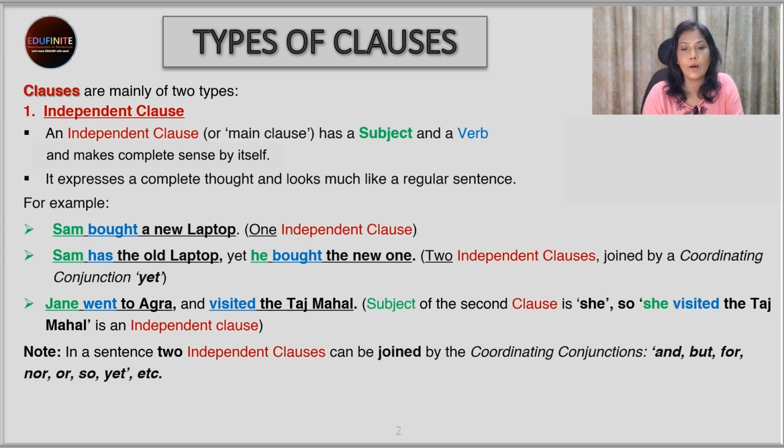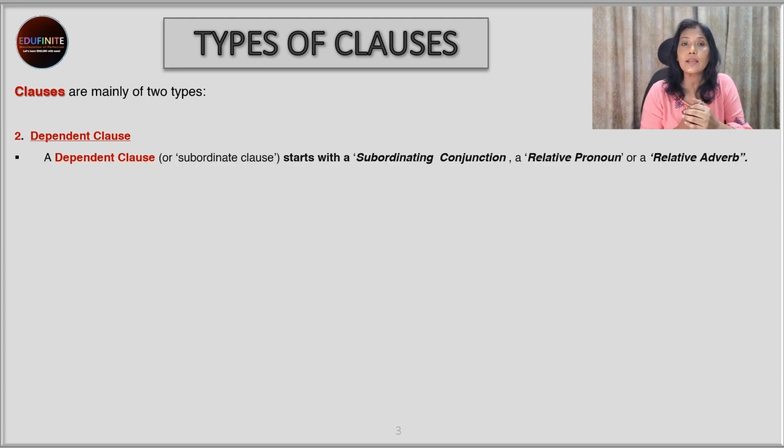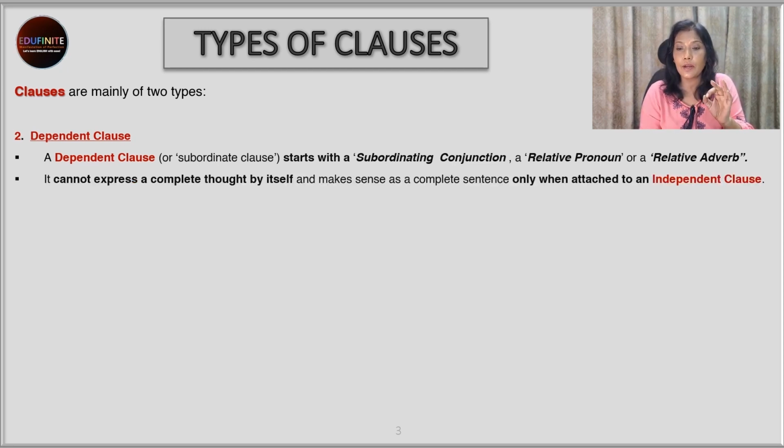Well, now let's come to dependent clause. Now the second one is dependent clause. So what is a dependent clause? A dependent clause is also known as a subordinate clause. Okay? Why? Because it starts with a subordinating conjunction. So it's also called a subordinate clause. Not only a subordinating conjunction, it can also start with a relative pronoun. It can also start with a relative adverb.